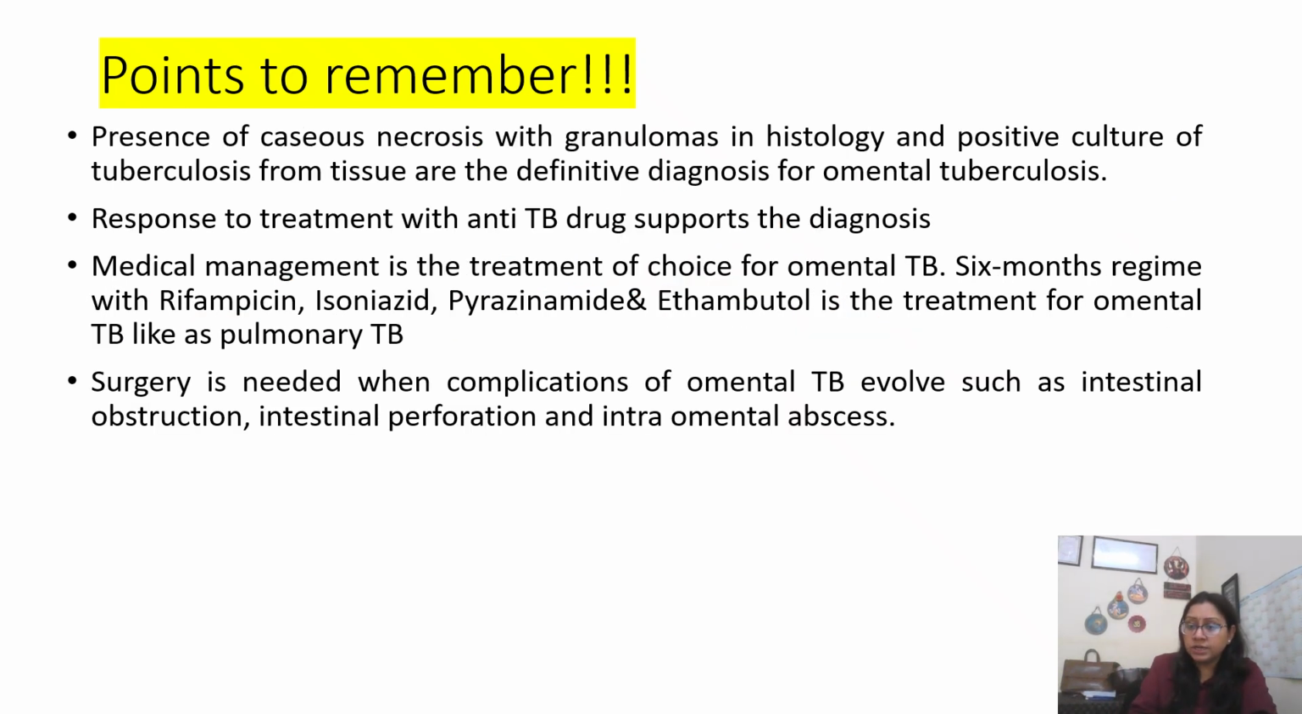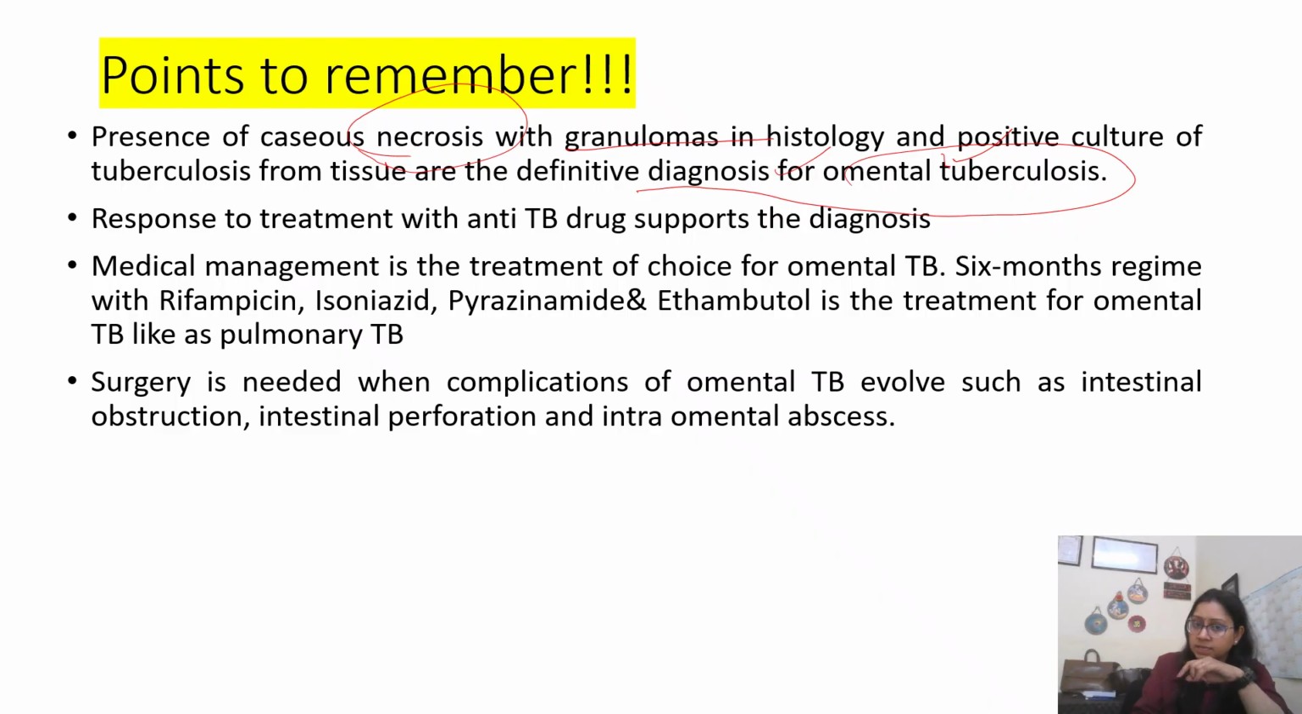Histologically it is very important because we have to rule out malignancy. Considering the age of the patient, 24 years, it is very unlikely to be malignant, but we cannot rule out malignancy until we see the histology. So we have to go through a detailed histological evaluation. What we got was caseous necrosis with granuloma in histology, and positive culture of tuberculosis from the tissue. These are the definitive criteria for omental tuberculosis.